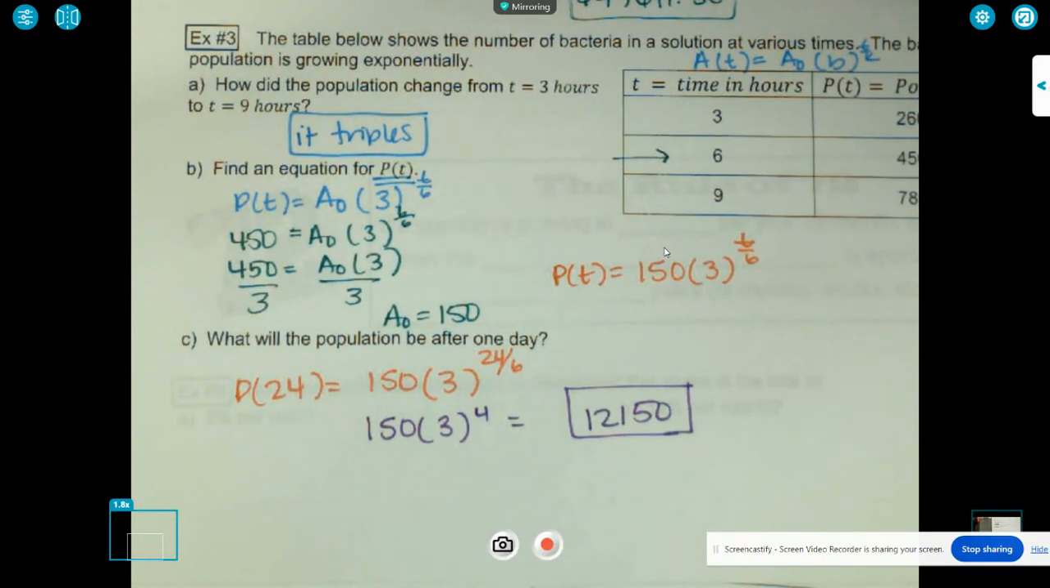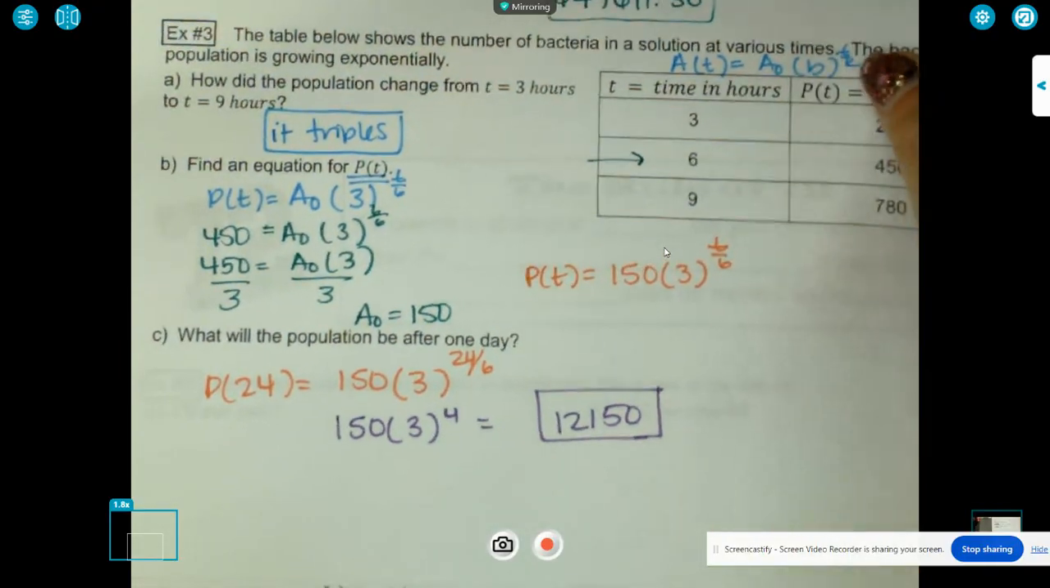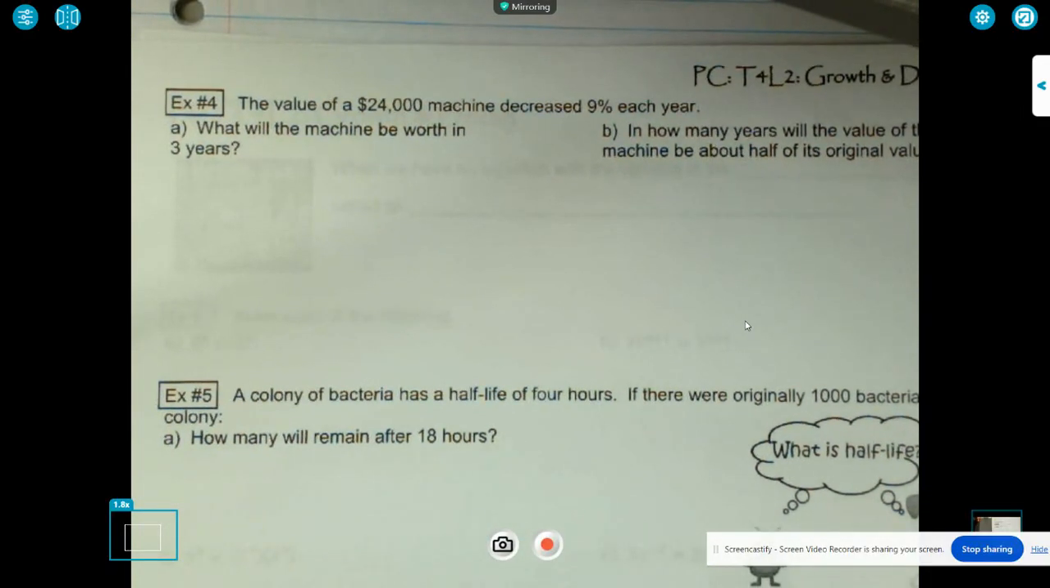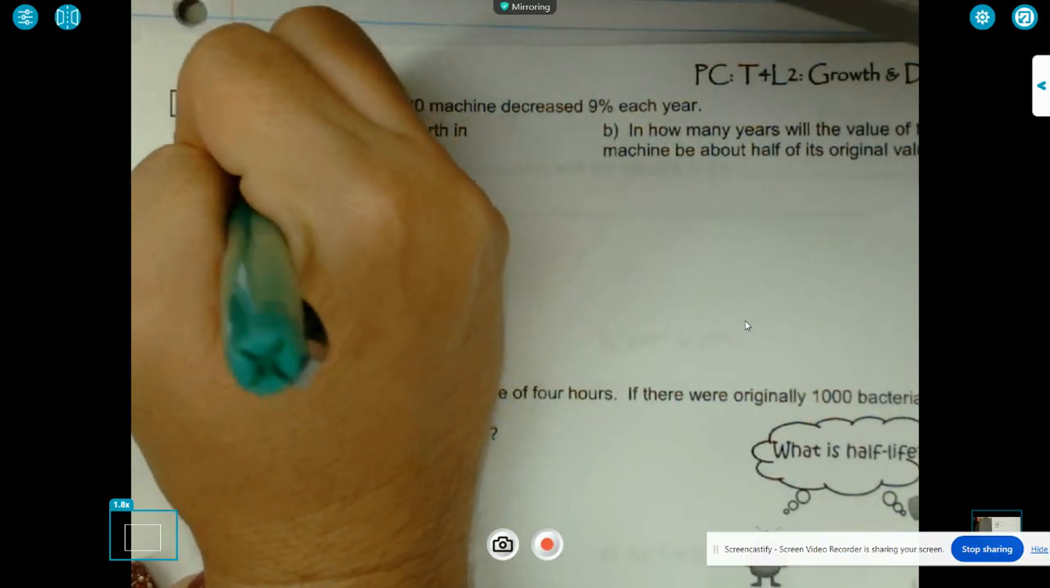All right, so let's apply a little bit more of this. Same thing, just different example. All right, the value of a $24,000 machine decreased 9% each year. Which formula are we using? First or second? The first. Okay, it decreases 9% each year. So we're going to go A of T equals what?